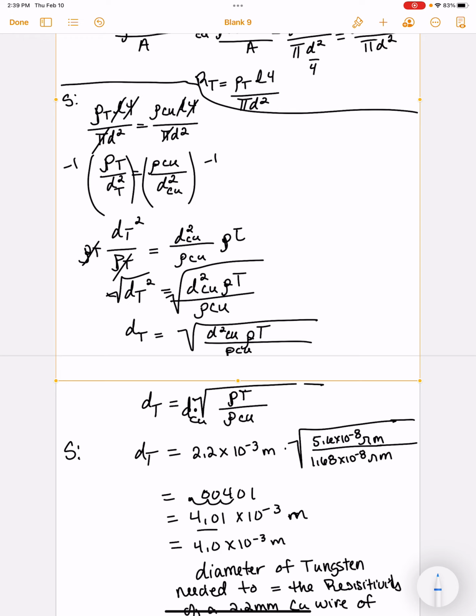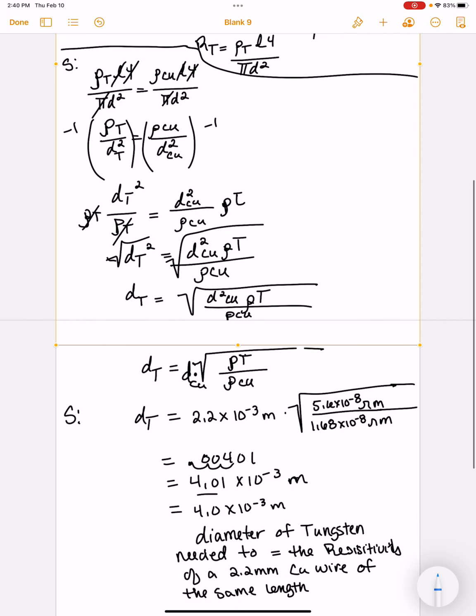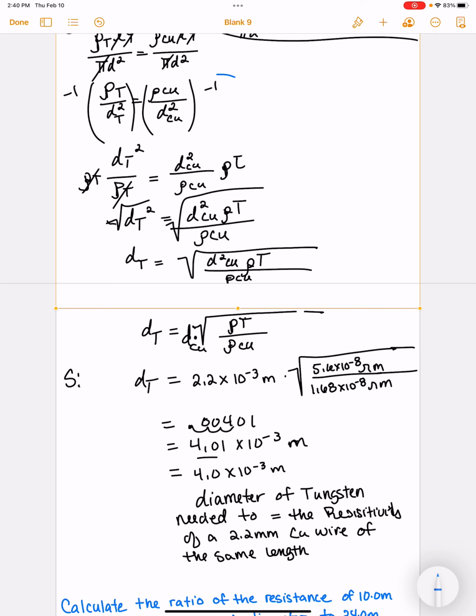You cancel all of the equal values, right? So those are all just going to cancel, and you're left with the resistivity of tungsten. This is what you're left with: the resistivity of tungsten divided by the diameter of tungsten squared equals the resistivity of copper divided by the diameter of copper squared. And then I take the inverse of that, which just means you're going to flip them.